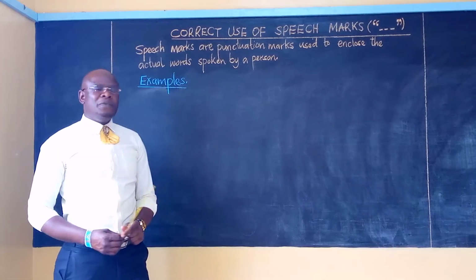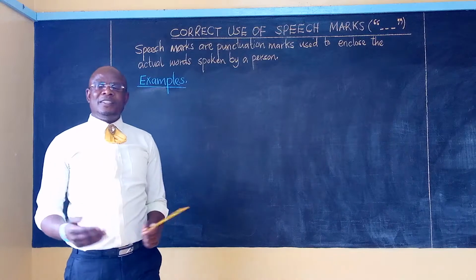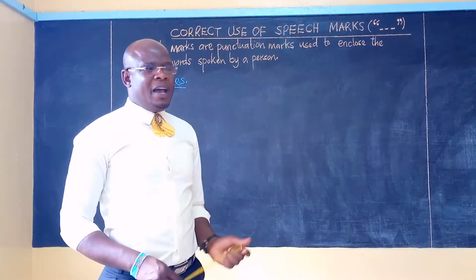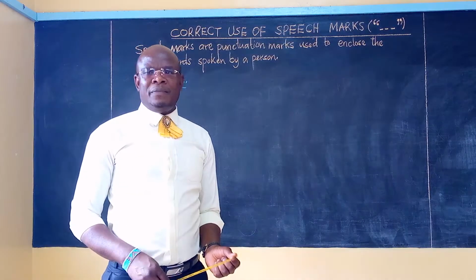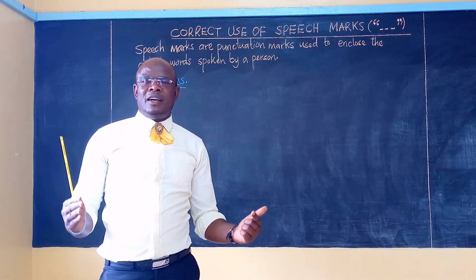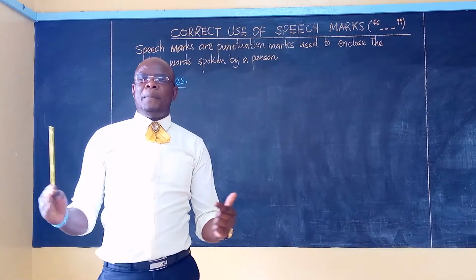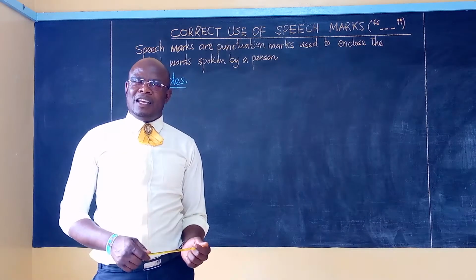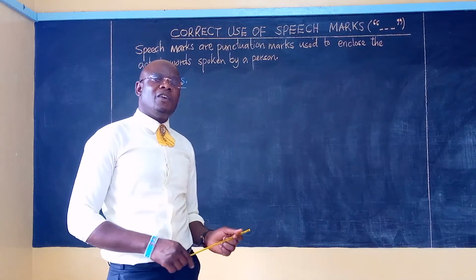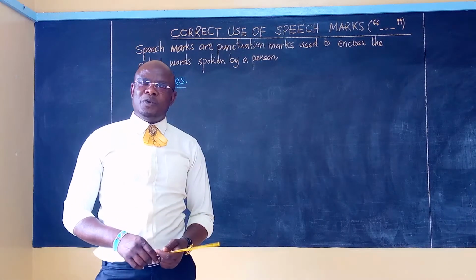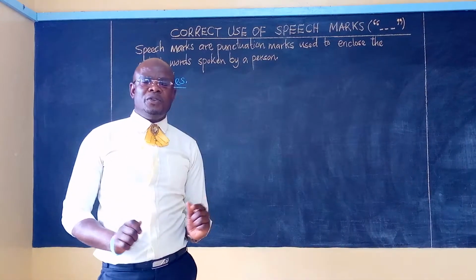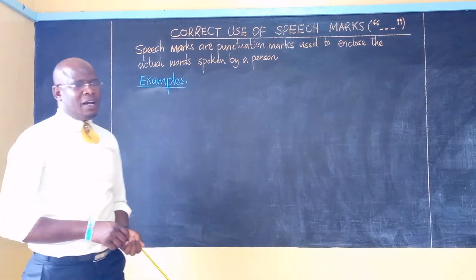Now, like you all know, speech marks are used to enclose the actual words that are spoken by a person. How do we use them in a sentence? Remember, when you are using speech marks, you can't forget the use of other punctuation marks. They come in handy because without them, your sentence may not be grammatically correct. Now come with me as we look at a few examples of the correct use of speech marks. Sentence examples.